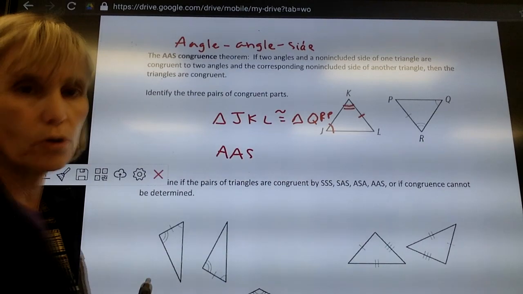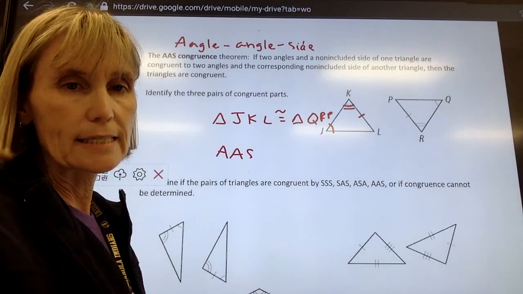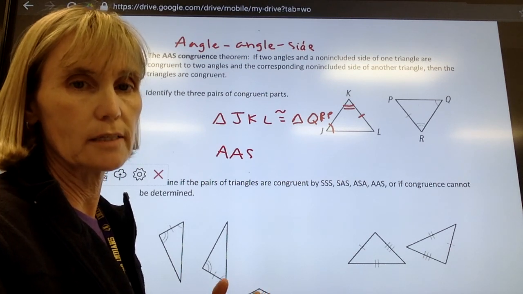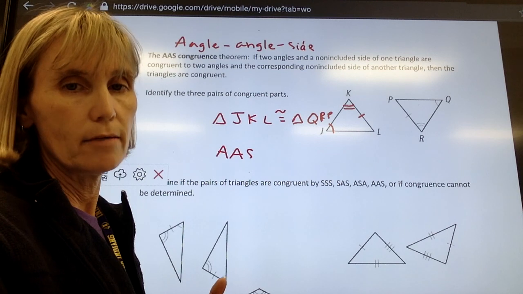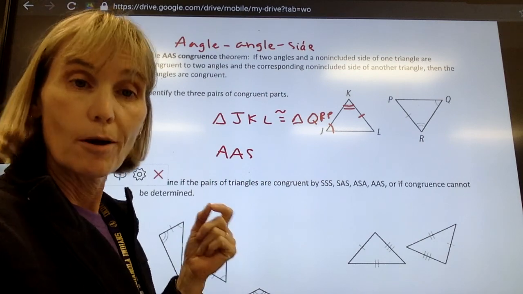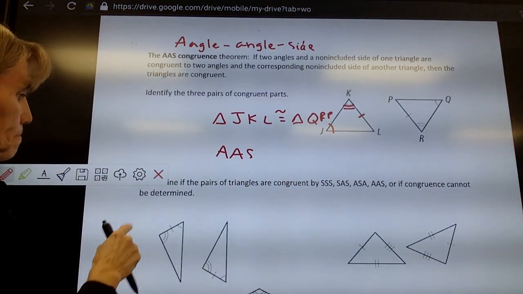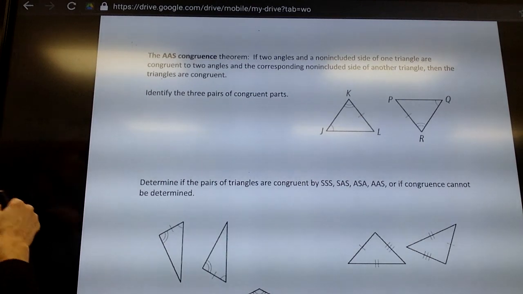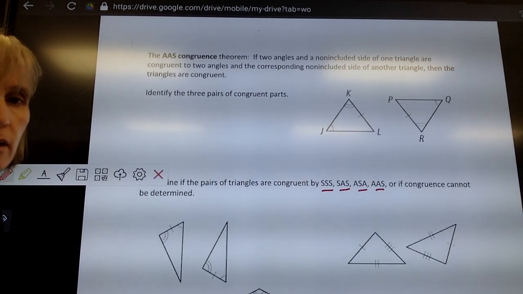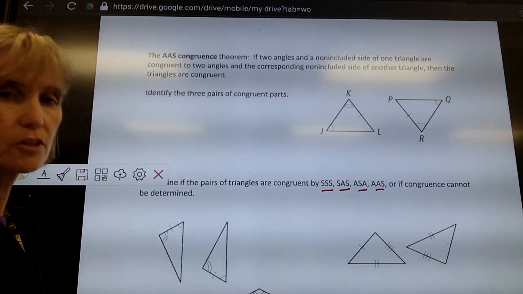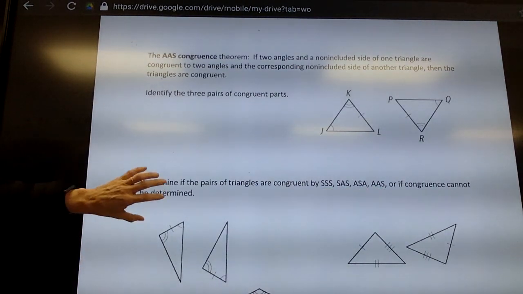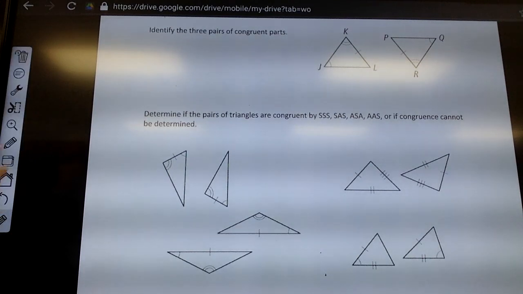So we have a total of 4 different congruent shortcuts. We have SAS, which stands for side, angle, side. We have SSS, which stands for side, side, side. We have ASA, which stands for angle, side, angle. And we have AAS, which stands for angle, angle, side. Okay? And you can see that those are listed for you right here. We now have a total of 4 different criteria. If we can find those specific parts in triangles, then we know that the whole triangles are congruent to each other. Okay, we're going to look at these 4 specifically.